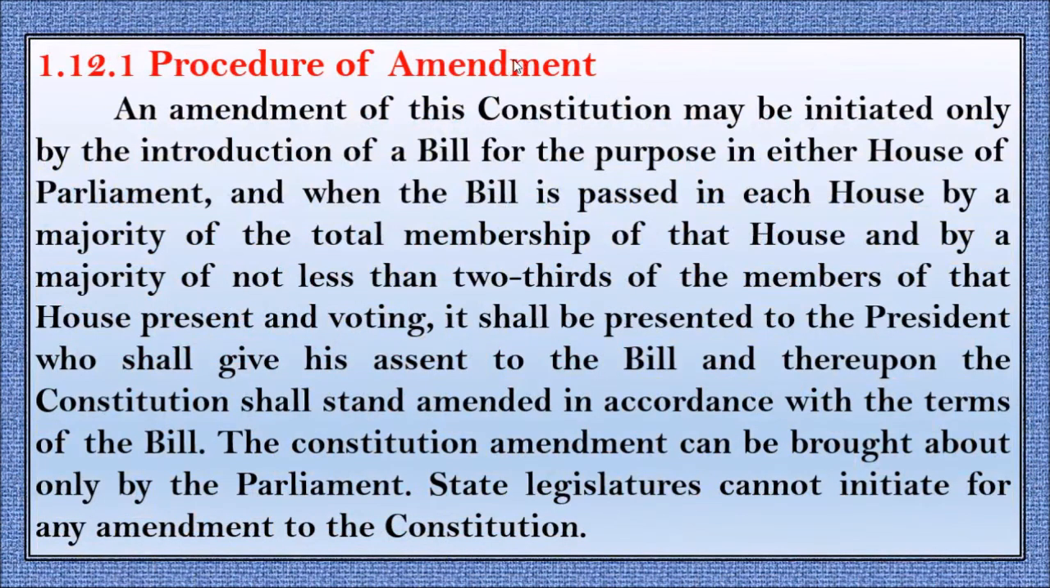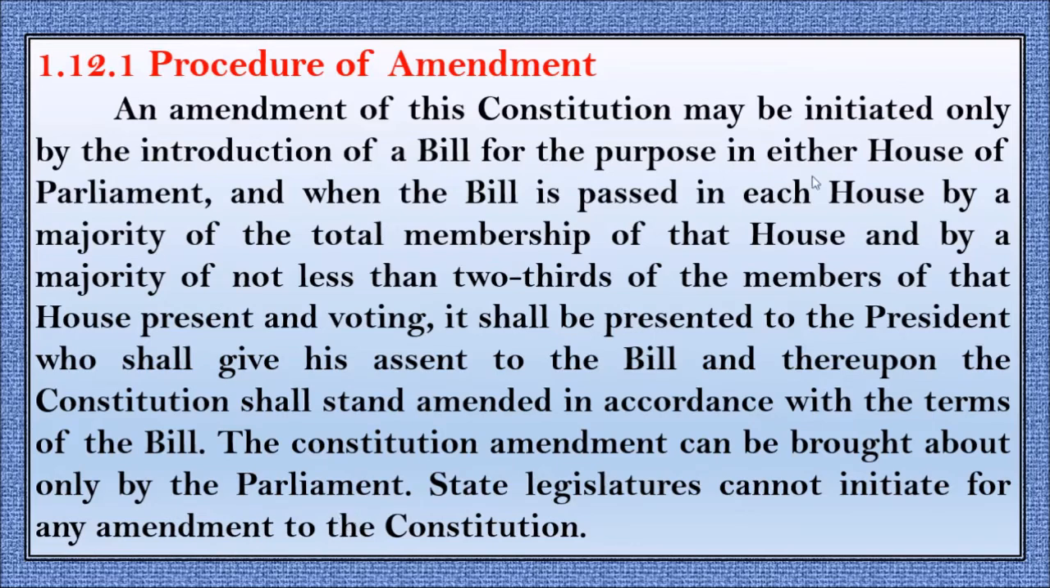Now, procedure of amendment. An amendment of this constitution may be initiated only by the introduction of a bill for the purpose in either house of parliament, and when the bill is passed in each house by a majority of the total membership of that house and by a majority of not less than 2/3 of the members of that house present and voting, it shall be presented to the president, who shall give his assent to the bill, and thereupon the constitution shall stand amended in accordance with the terms of the bill. The constitution amendment can be brought about only by the parliament. State legislatures cannot initiate any amendment to the constitution.